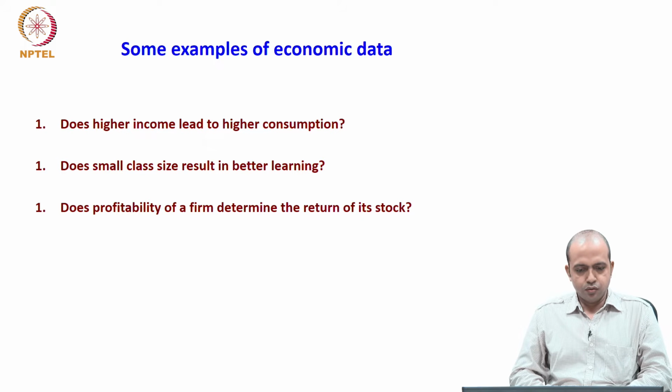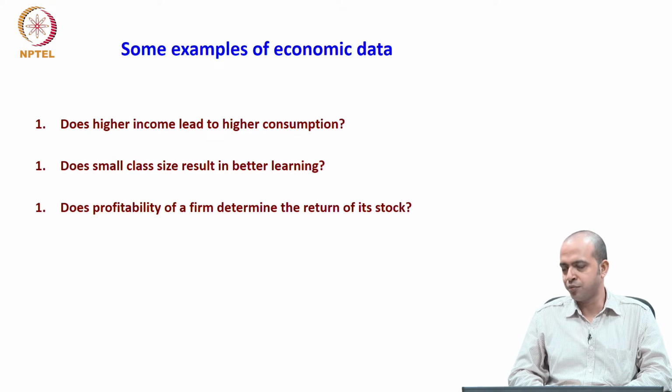Then the third example given here: does profitability of a firm determine the returns of its stock? Stock return and profitability both come from economic decision making, because how much profit a particular firm will generate depends on what output the firm is producing, what advertisement the firm is giving, what R&D expenditure the firm is incurring, and so on and so forth. So profitability is also coming from economic decision making.